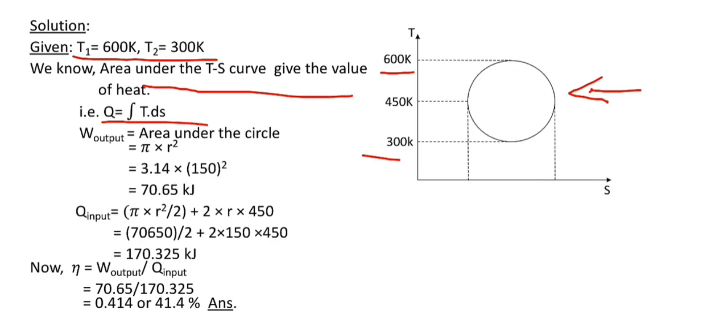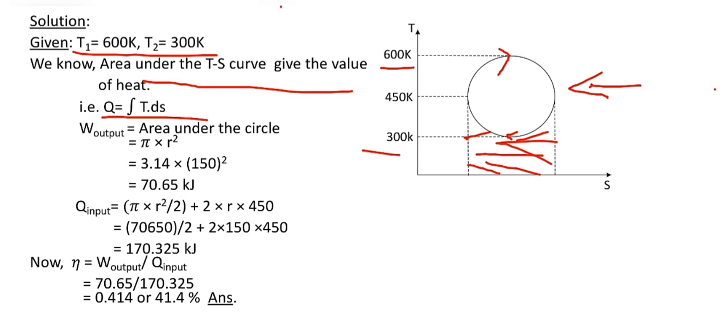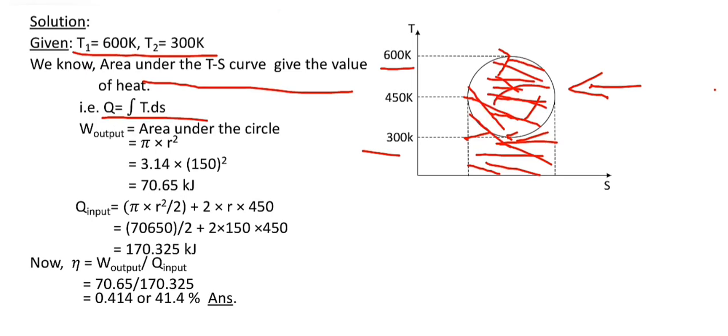Okay, let me clear it. You know, friend, work is equal to heat input minus heat output. The area under this curve gives the value of heat input, and the area under this curve gives the value of heat output. So by subtracting heat output from heat input, we get the area enclosed by the curve, which is our work output, and it is equal to the area of the circle, pi r squared. After putting in the value of the radius, we get the work output equal to 70.65 kilojoule.